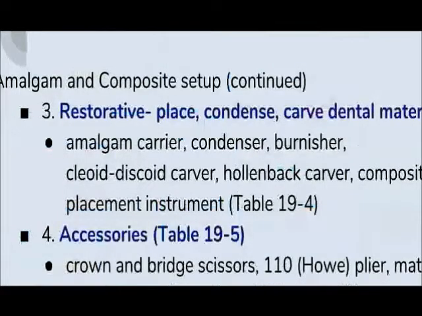And then once the decay is removed from the tooth, we will restore it or bring it back to what it once was using amalgam or composite. The amalgam is the silver filling. The composite is the tooth-colored filling. And so we will place the filling material, condense it or squash it in, carve it, and then we'll use certain accessories to get this done.